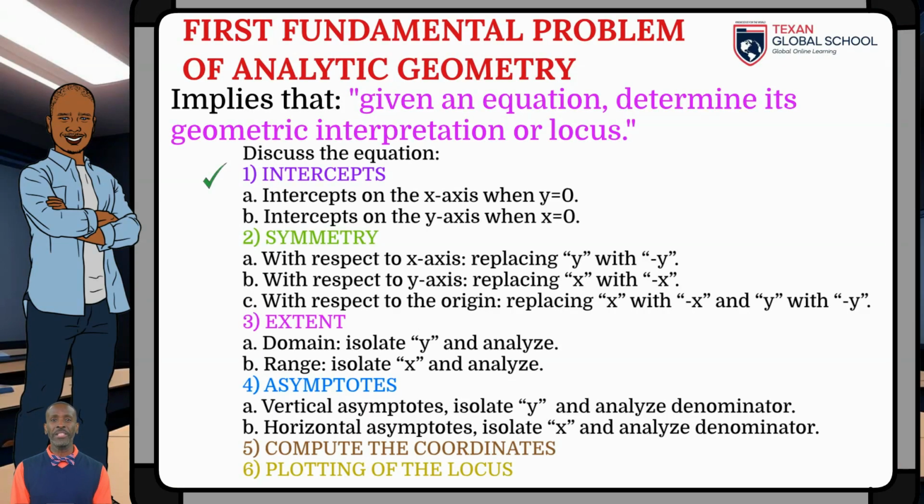First, analyze if there are intercepts with the axis. Then determine if there is symmetry with respect to the axis and the origin. Third, the extent of the curve is determined, finding domain and range. The next point is to analyze if there are asymptotes, to later tabulate and graph.